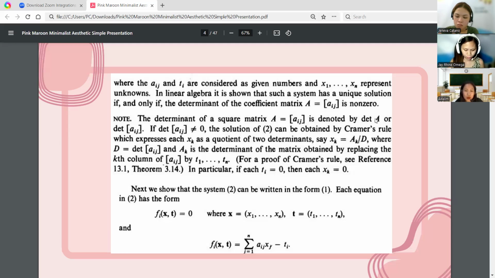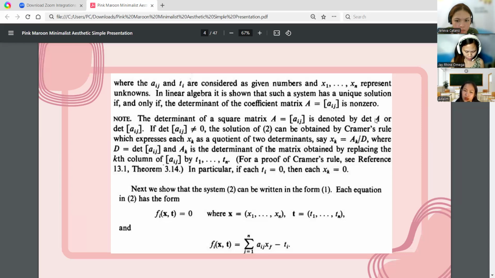Next, we show that the system 2 can be written in the form 1. Each equation in 2 has the form f_i(x,t) equals 0, where x equals (x_1 to x_n), and t is equal to (t_1 to t_n). And we have the formula below.